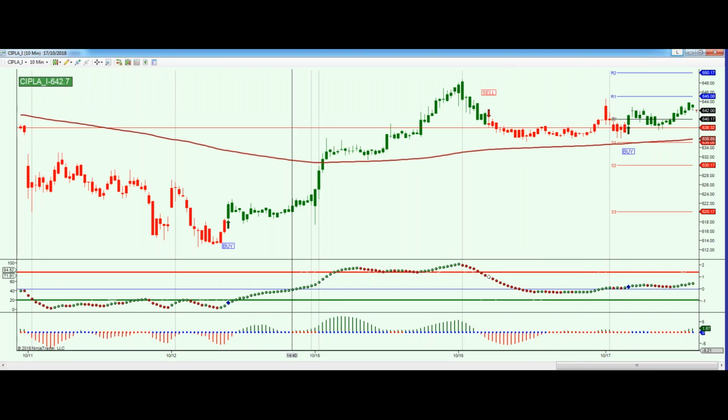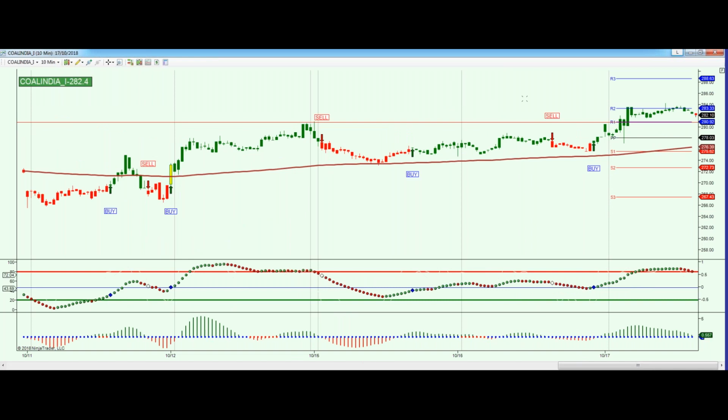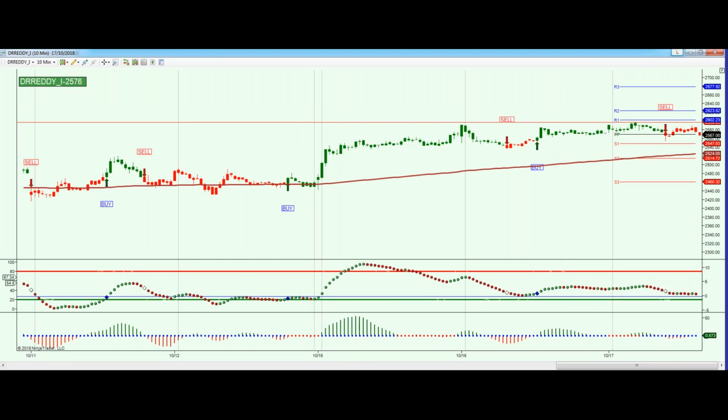We have Coal India, where our entry was a buy call at 278.40. Now it has already made its profit at 283. And Dr. Reddy, we had a fresh sell call at 2547, which has not triggered yet. So we can still wait on that. As soon as it triggers, you can enter into that particular trade.